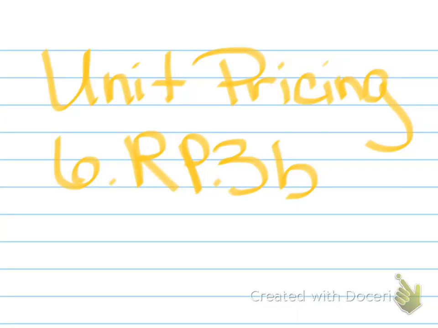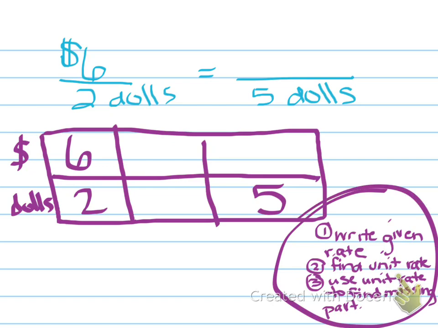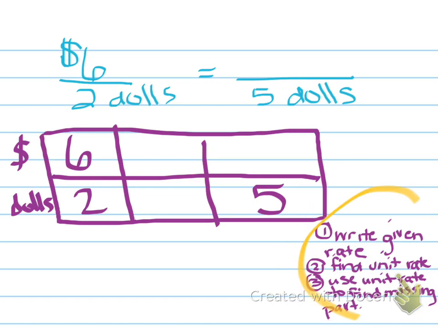Okay guys, we're going to look at unit pricing, which is from the standard 6.RP.6b. And unit pricing, the way that you'll see that will be, it'll give you a rate and you can change it into a unit rate, and then use the unit rate to find a missing part.